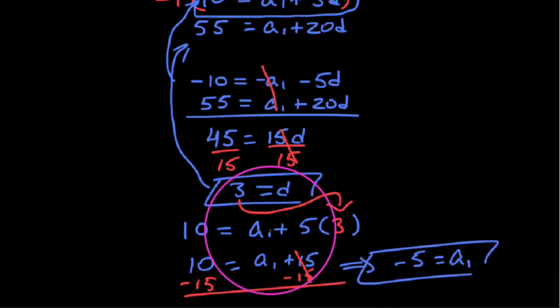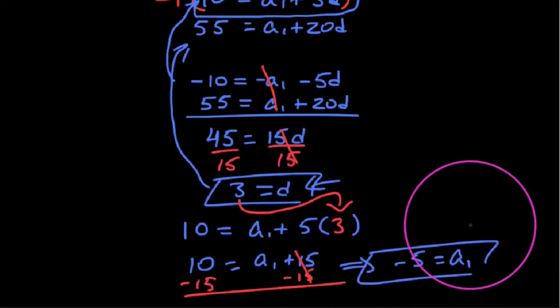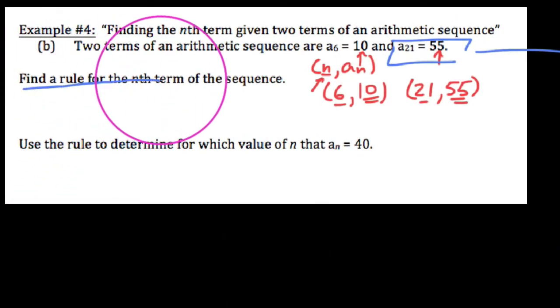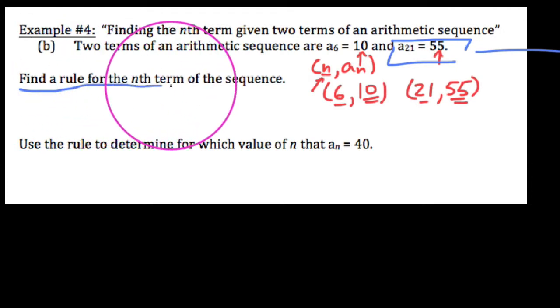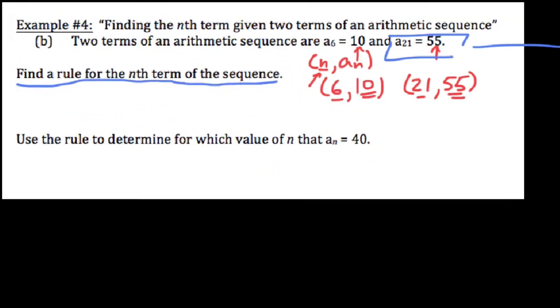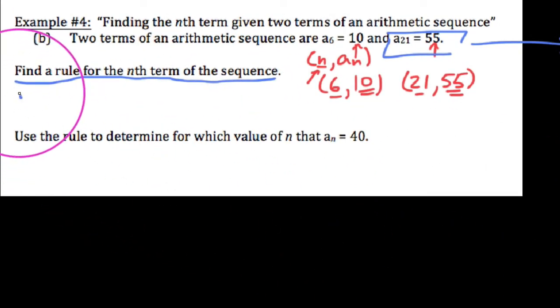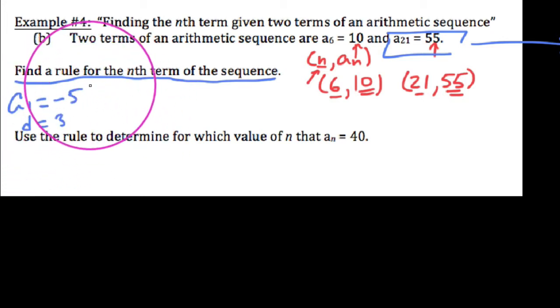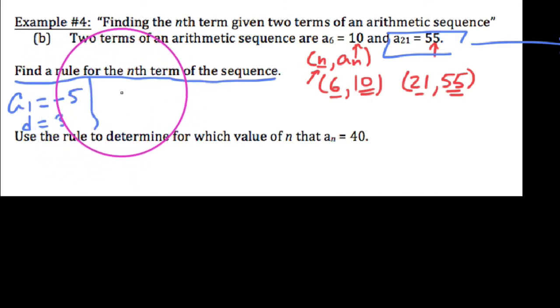So just to show here, I put a box around both of these. We have our d value, we have our a1 value. Recall that what we wanted to do was find a rule for the nth term of the sequence, and we couldn't do this at first because we didn't know a1 and we didn't know d, but now we do. We know our first term comes out to be negative 5, and our common difference is 3. So let's go ahead and write our rule now.